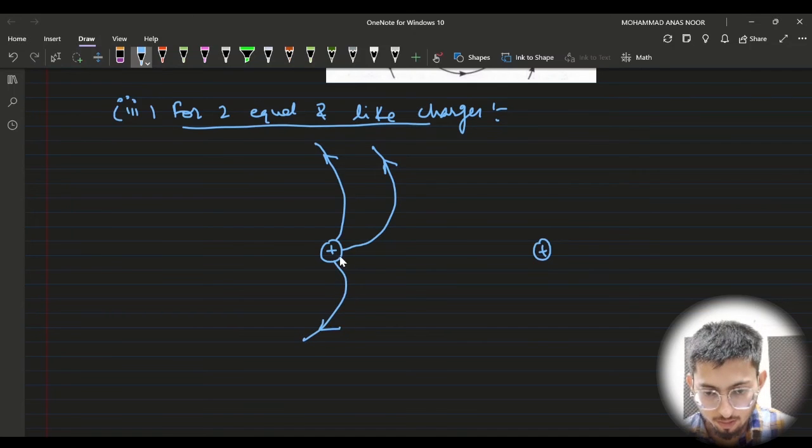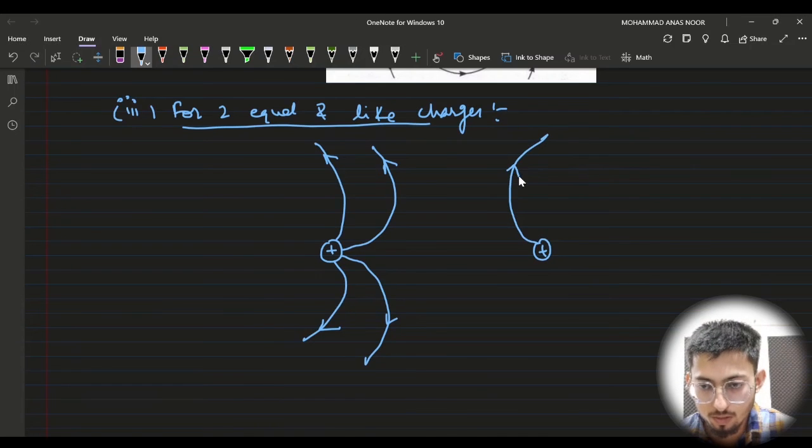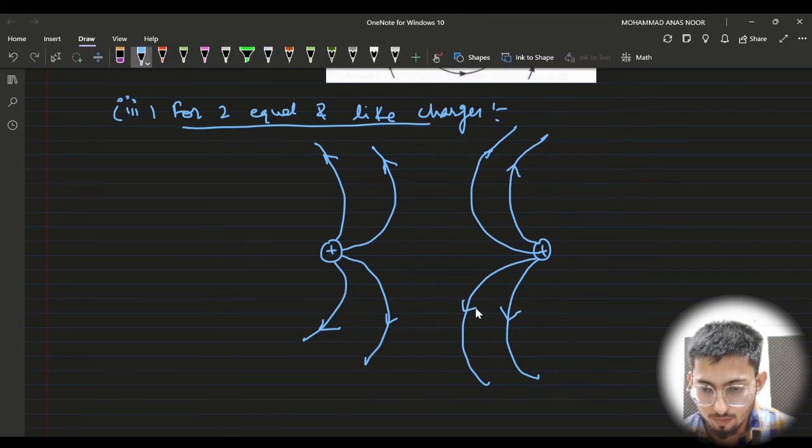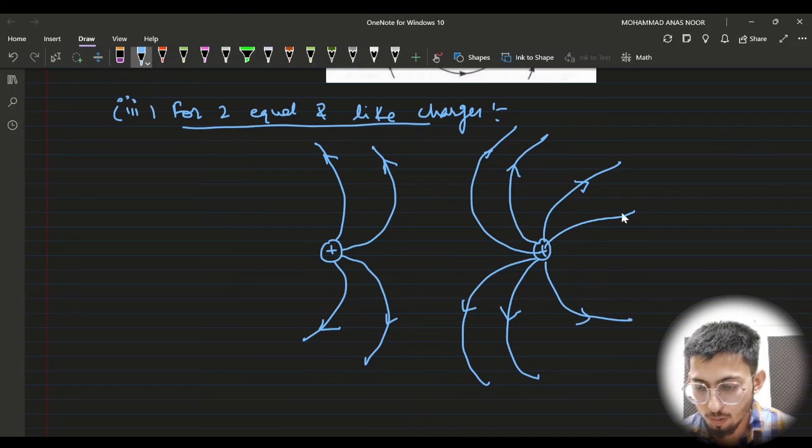The electric field will tend to go away from each other, right? Like this, because they will repel, right? So this is the case inside. Outside, the same thing. They are going away, they are emanating from positive.